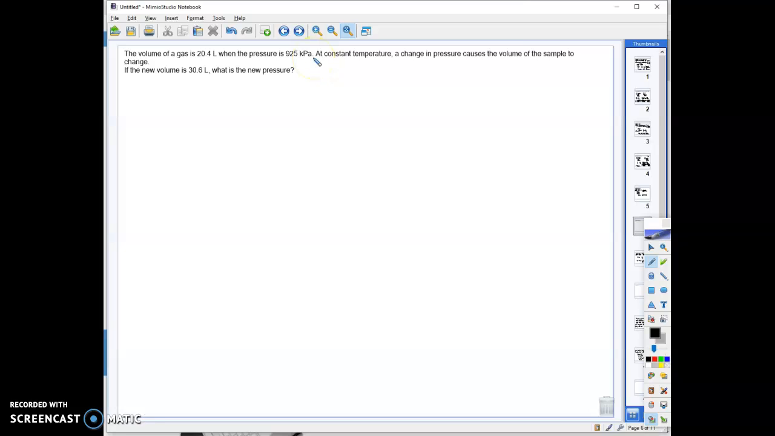So I have a problem here. The volume of a gas is 20.4 liters when our pressure is 925 kilopascals. At constant temperature, a change in pressure causes the volume to change. Our new volume is 30.6 liters. What is the new pressure? So I see that I'm told that I have constant temperature, but I've got a change in volume. I'm asked what is the new pressure. So that's going to tell me I have Boyle's law. So I'm going to write down my variables.